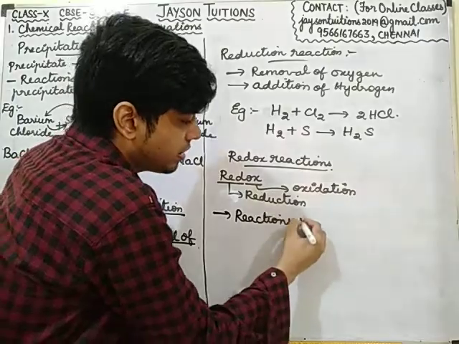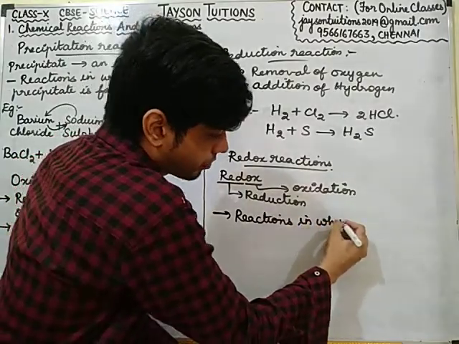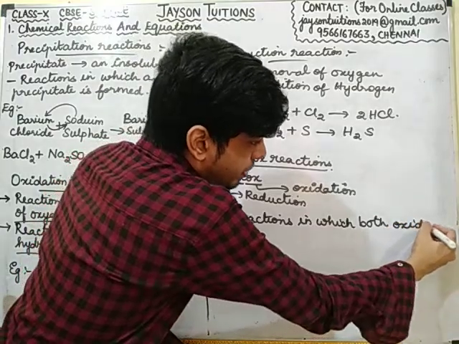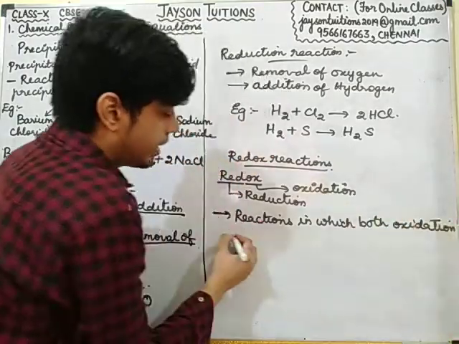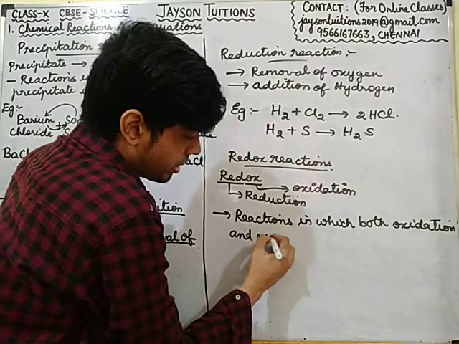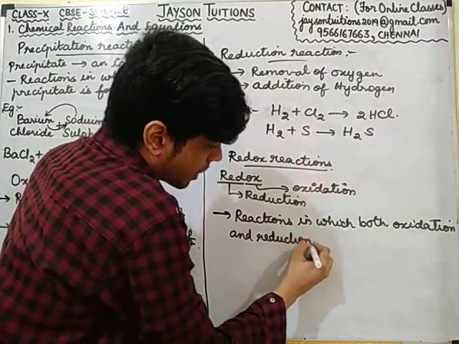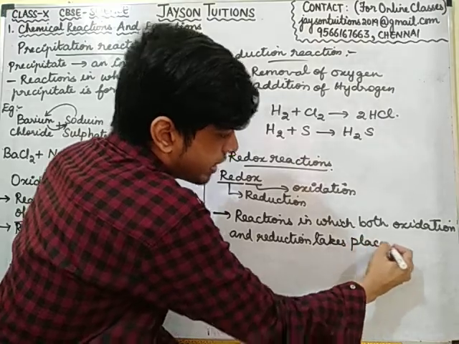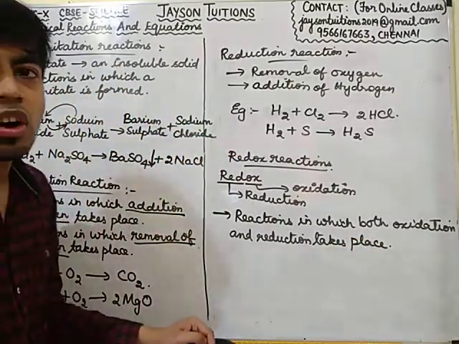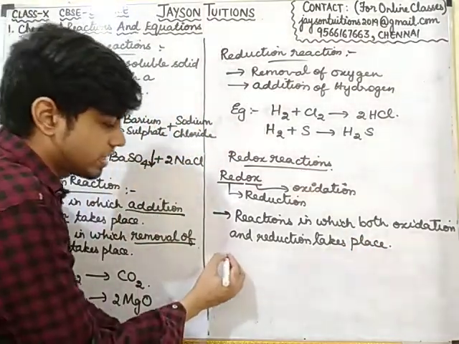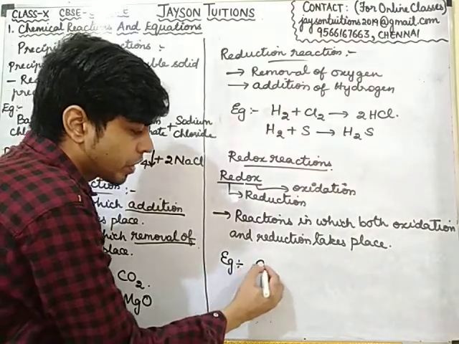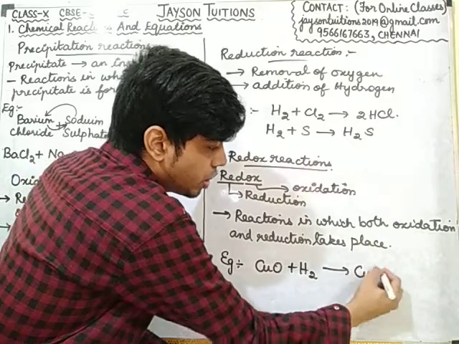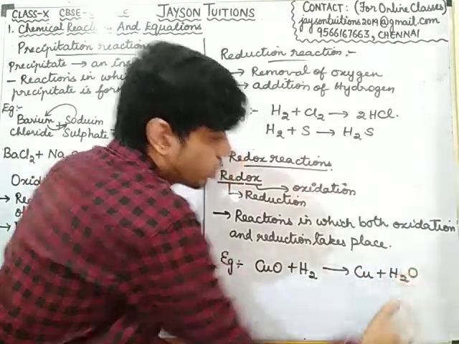The reactions in which both oxidation and reduction take place. The reaction in which both oxidation and reduction take place is called a redox reaction. Example: CuO plus H2 gives Cu plus H2O.